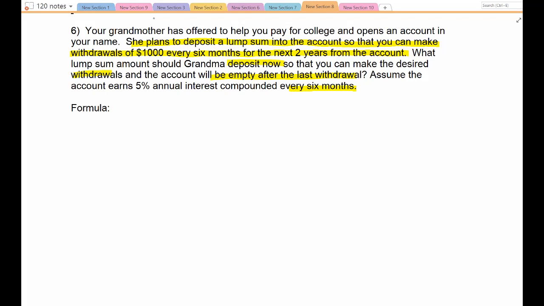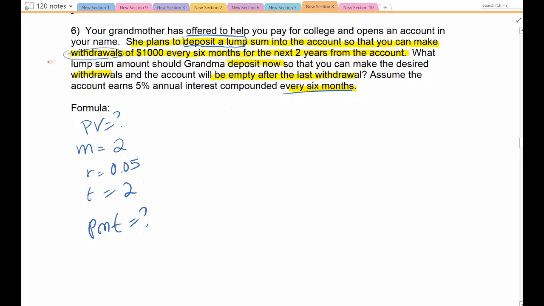But the biggest thing is we have a present value. We start with a lump sum. We deposit a lump sum, so that's what we want to figure out. We want to figure out the present value. What sum should Grandma deposit? Compounding period is every 6 months, so twice a year. Our interest rate is 5%, written as a decimal because I'm plugging it in the formula. Our time is 2 years, and we want to figure out the payments, the withdrawals in this case.